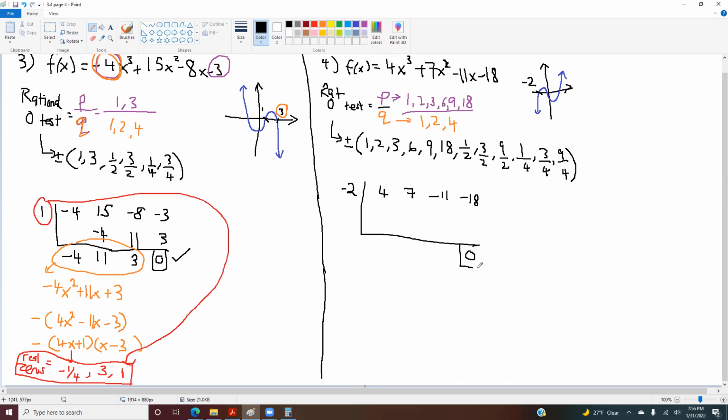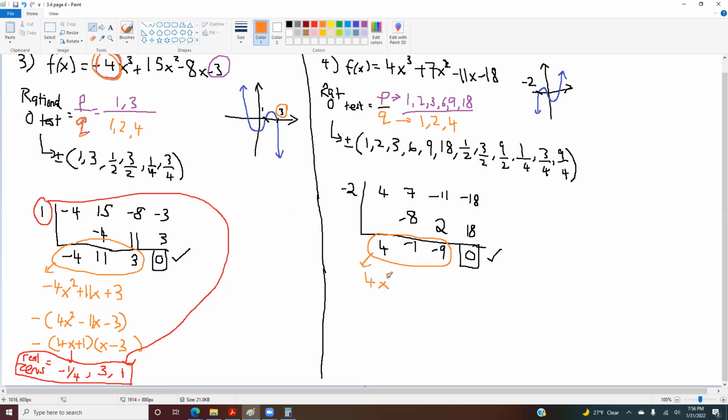And you should work. If you didn't get 0, try again. So that works in this case. When you perform synthetic division, you should get these numbers. Now we will take this, because it's a power of 2, and write it in quadratic form.